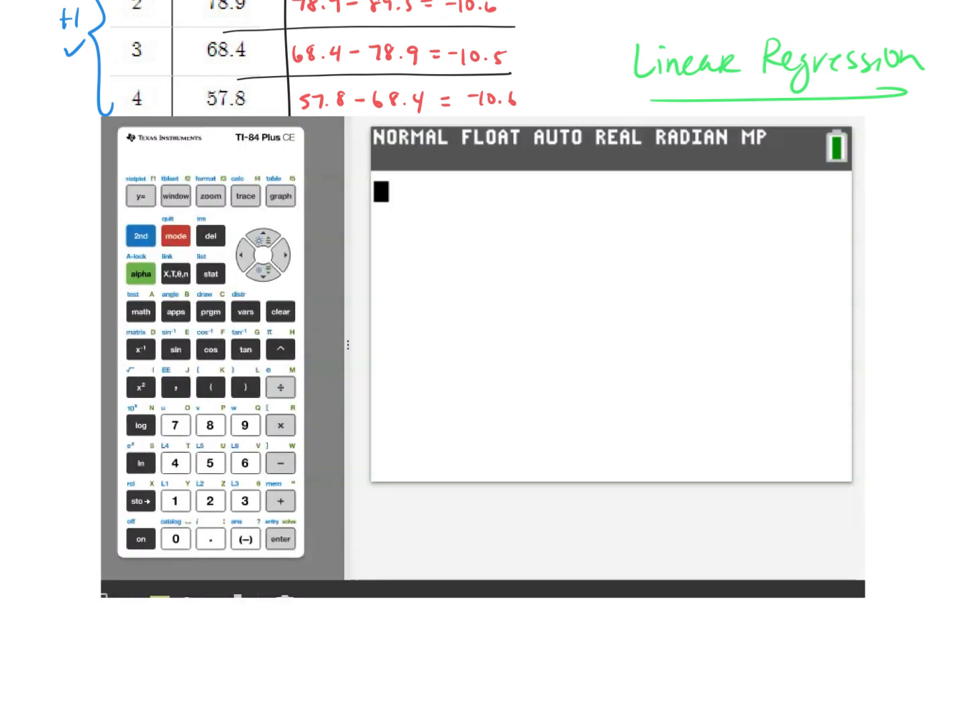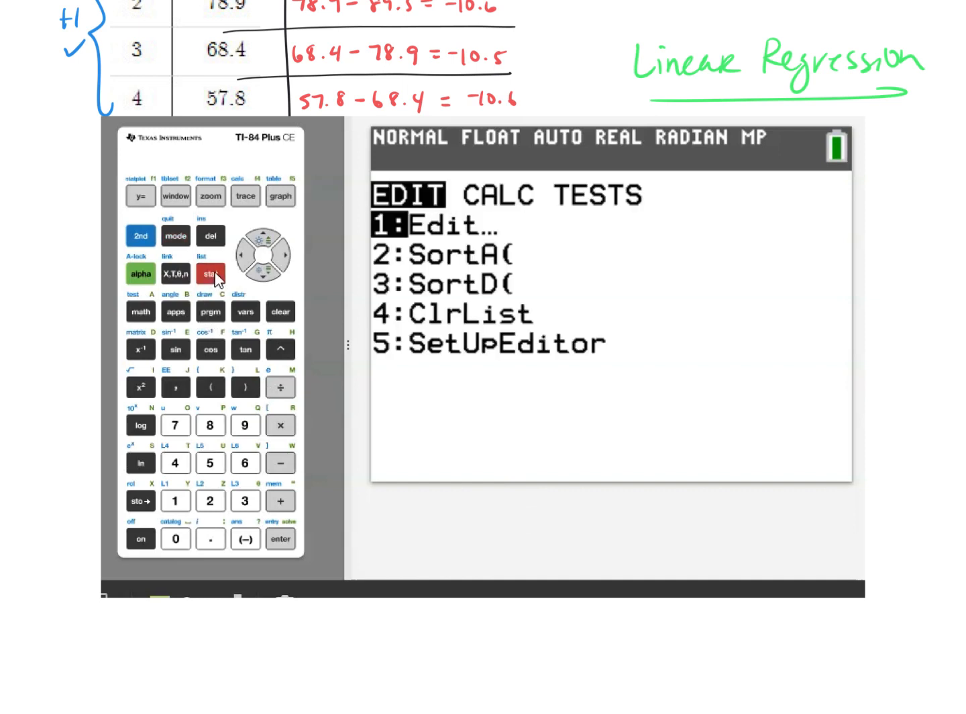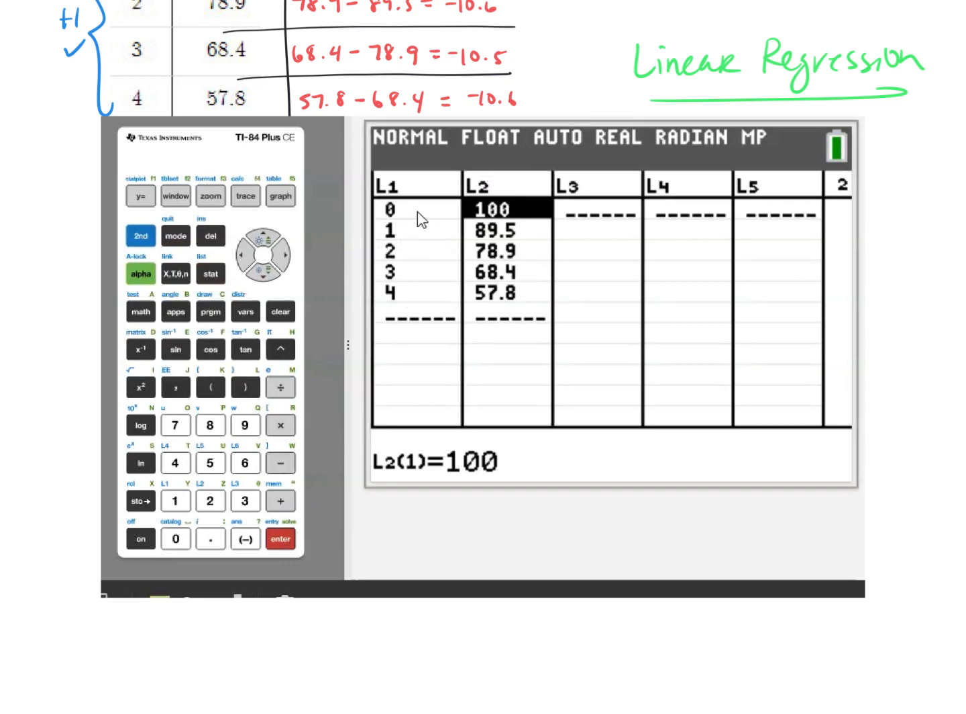All right, so we determined that we had a linear function from our table of values. So we're going to go into our calculators. We hit Stat. We want to edit. So hit Enter on Edit. And here is that table of values. We're putting the x coordinates in list 1, the y coordinates in list 2, and we are going to have the calculator do a linear regression for us. So it's going to come up with the best linear function fit to this data.